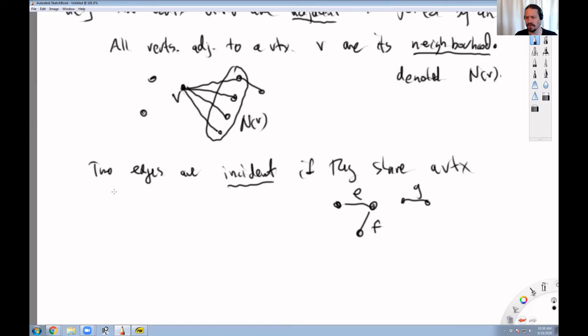We'll also use incident for a vertex and edge pair. If a vertex is in an edge, then we say those two objects are incident as well, okay? Anytime things are shared, they're incident. In fact, incident will be used for all sorts of different objects that occur in graphs, okay?